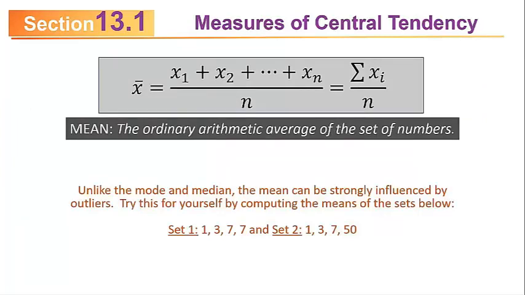I mentioned earlier that the mode and the median are not affected by outliers. The mean, however, is. It can be strongly influenced by outliers. And if you don't believe me, try it yourself. Take the mean of 1, 3, 7, 7 and then take the mean of 1, 3, 7, 7, 50, and you'll see how much difference that one number 50 makes to the mean. It doesn't change the mode, doesn't change the median, but the mean is highly sensitive to outliers.